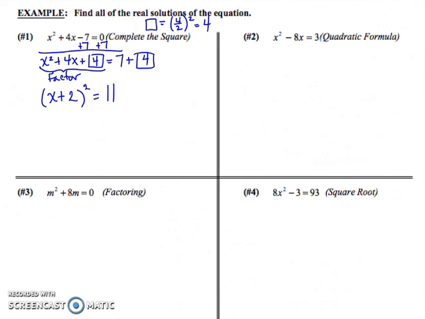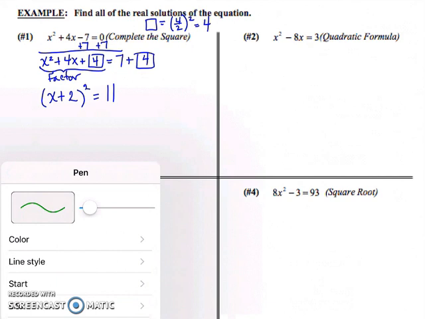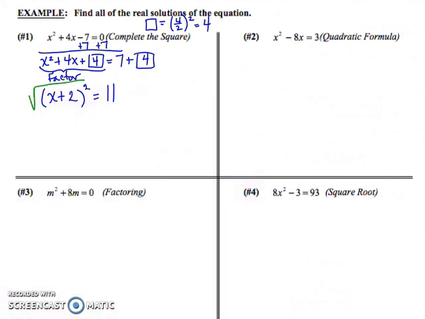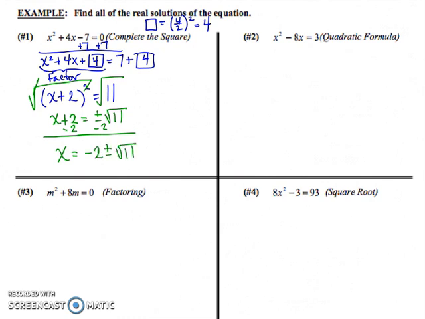All right, now that I've completed the square, I'm going to use square roots to solve this equation. So I'm going to square root both sides to get rid of the squared. And remember, whenever you square root, that introduces two answers. So on the left-hand side, we have x plus 2, but on the right-hand side, we have plus or minus the square root of 11. My last step to get x alone is going to be to subtract 2 from both sides. So I end up with x equals negative 2 plus or minus the square root of 11. Those are my two answers. You can leave it just like that.